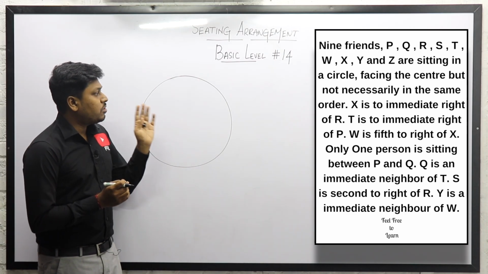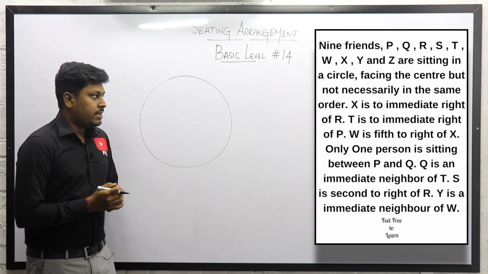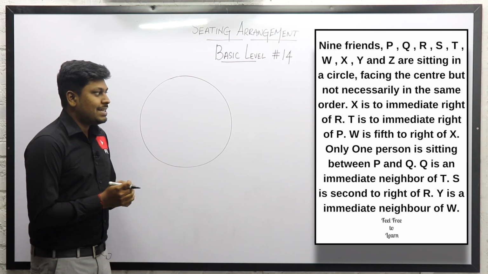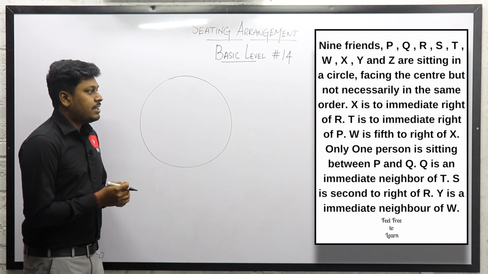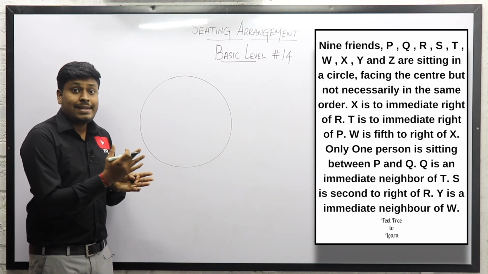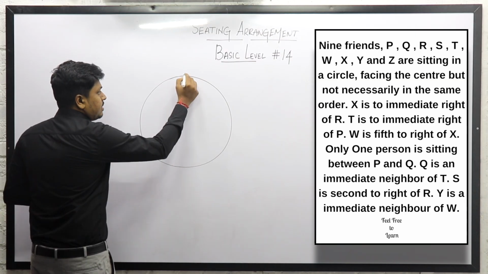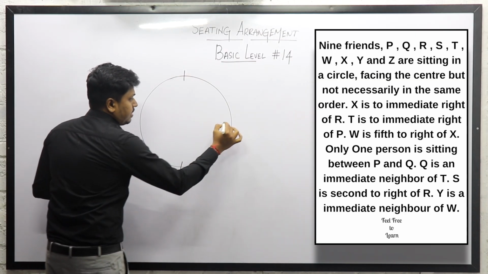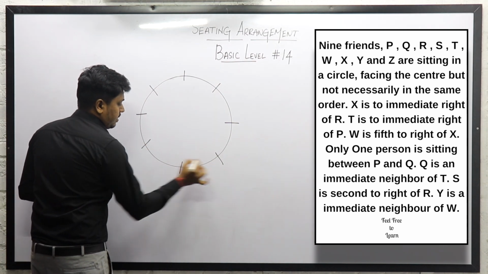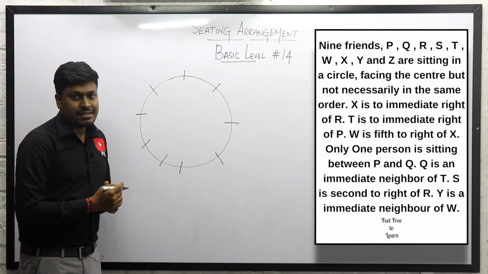So now let me move on to the basic level arrangement number 14. Nine friends P, Q, R, S, T, W, X, Y, Z are sitting in a circle facing the center, but not necessarily in the same order. So it's a circular arrangement. Totally there are 9 persons and all the persons are facing the center, right? So let me draw the diagram initially. So 4, 5, 6, 7 and 8, 9 persons, right? So totally 9 persons and all the persons are facing the center.